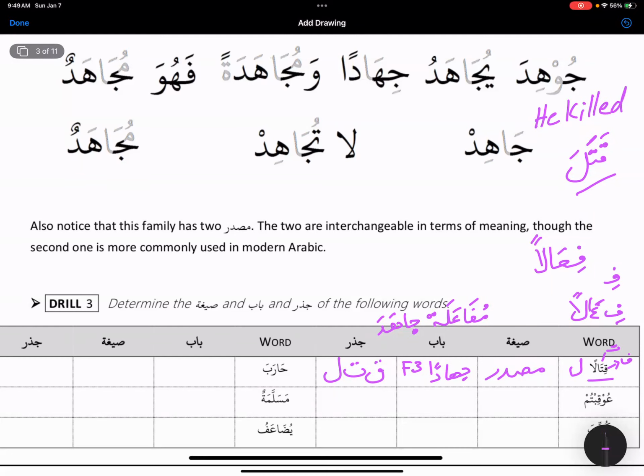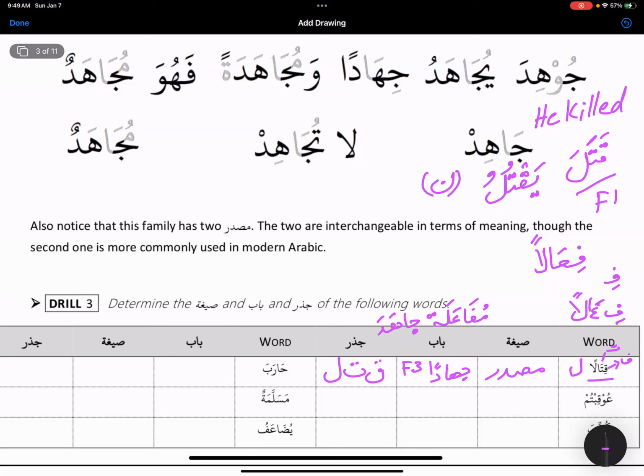This is madi. And what would be mudari? Yaqtulu. This is family 1, right? Yaqtulu. What bab is it? Nasara, yansuru. This is bab nasara. He killed or he kills.